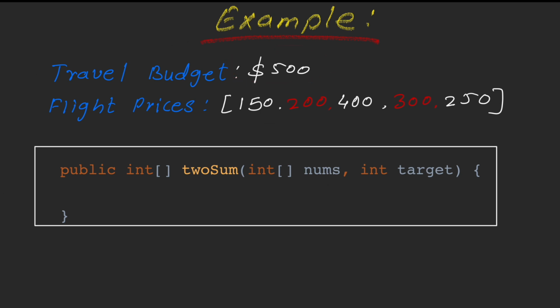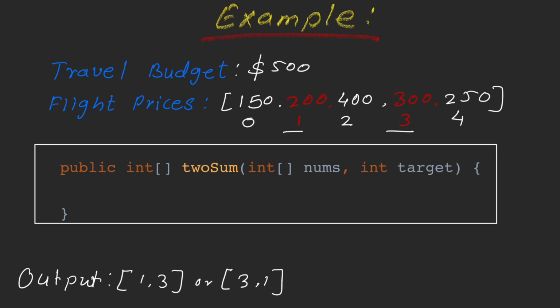Just by looking at the flight prices, we can say 200 plus 300 is equal to 500. So 200, 300 is our two-sum pair. As per the problem statement, we should return the indices of these two numbers. Let's draw indices. The index of 200 is 1 and the index of 300 is 3. So the output would be 1, 3 or 3, 1 because we can return the answer in any order. We now understand the problem fully.